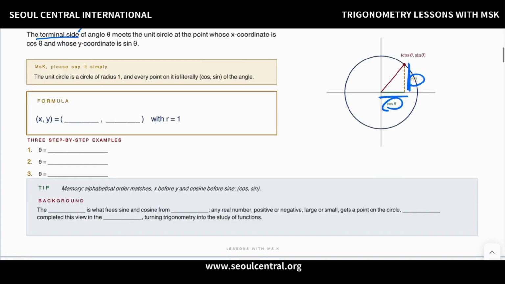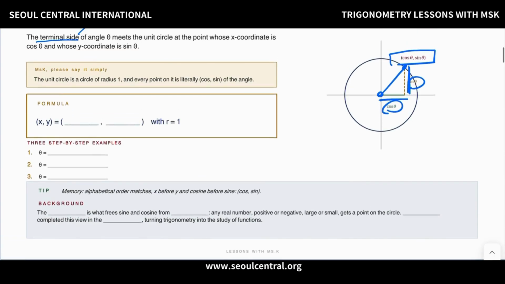And the unit circle is a circle of radius 1. Okay, so starting from the origin, radius 1. And every point on it is literally cosine and sine of the angle, like you see here, cosine theta and sine theta. Okay, so looking down at our formula, we have x and y. This would equal the same thing as cosine theta and sine theta, with r equaling 1.